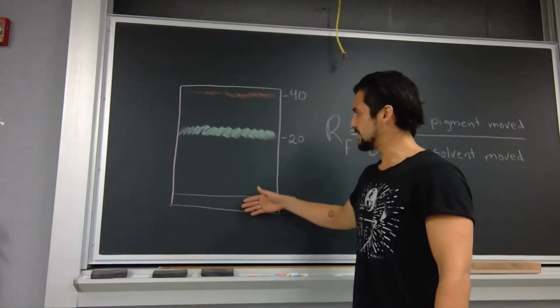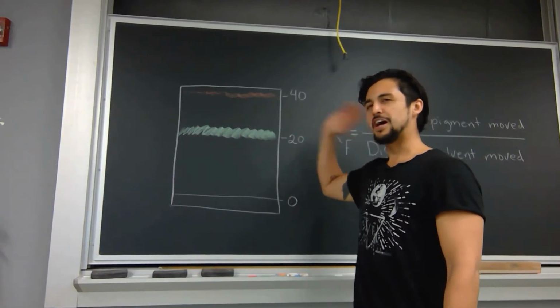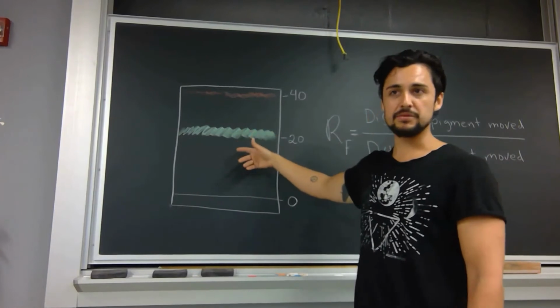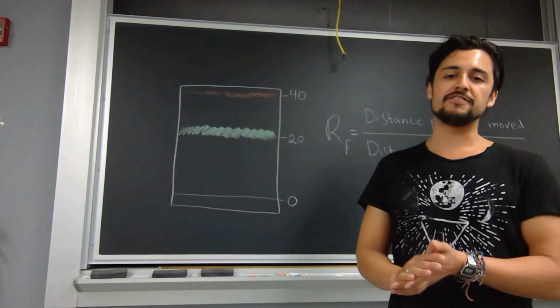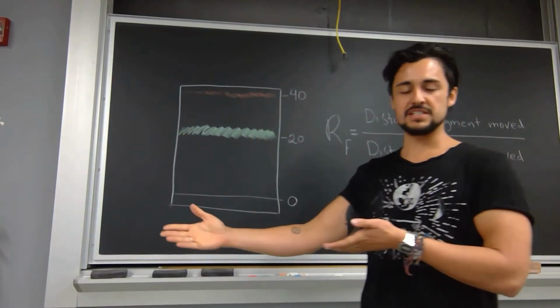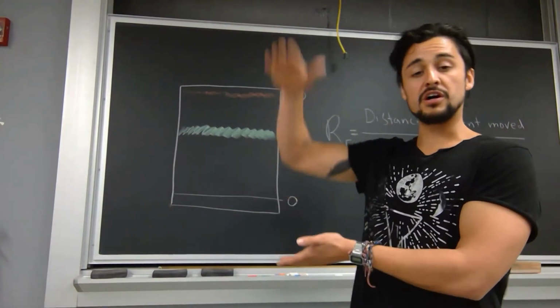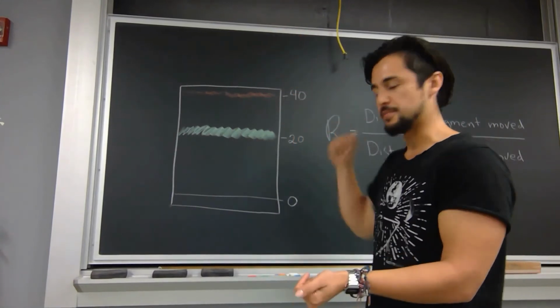So now that you've done your chromatography run and you have separated your different pigments, you're going to find the RF value, which is a measure of distance, and it's proportioned to the full distance that your solvent ran up the chromatography paper.